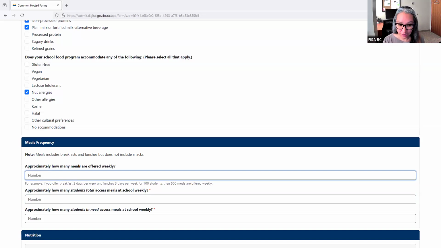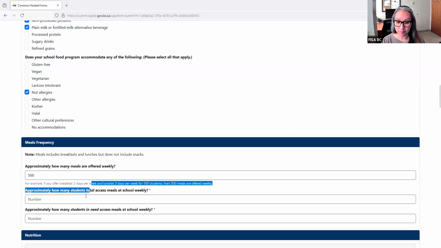I'm offering breakfast because we have these beautiful schools that are doing toast and toppings. So I put it every day for 5 days, 200 students. That will be 500 meals. Okay.